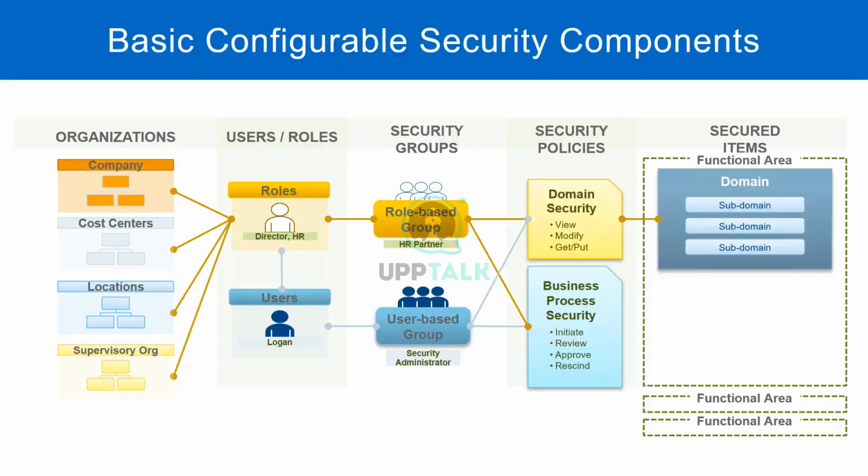A security group, very simply, is a group of users who need the same kind of access. That is why it is a group. Examples of security groups are HR partner. They are examples of role-based security groups. And when we say role-based security group, that means the role has to be assigned to an organization. Roles are always assigned to an organization.